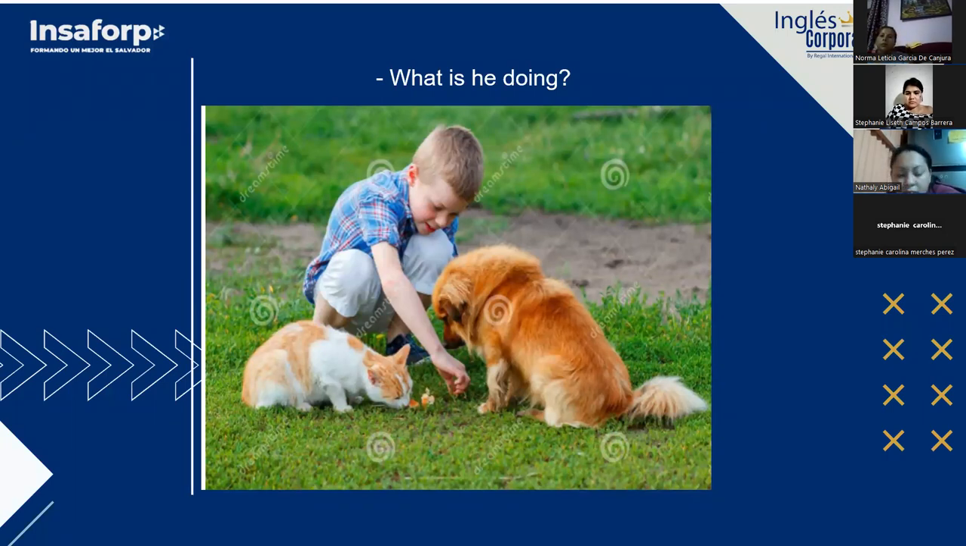Feed. F-E-E-D. Alimentando sería feeding. Okay. Feeding. He is feeding the dog and cat. Feeding the cat. Alimentando. Una palabra. Feed. F-E-E-D. Y le agregamos ING. Feeding. Okay.